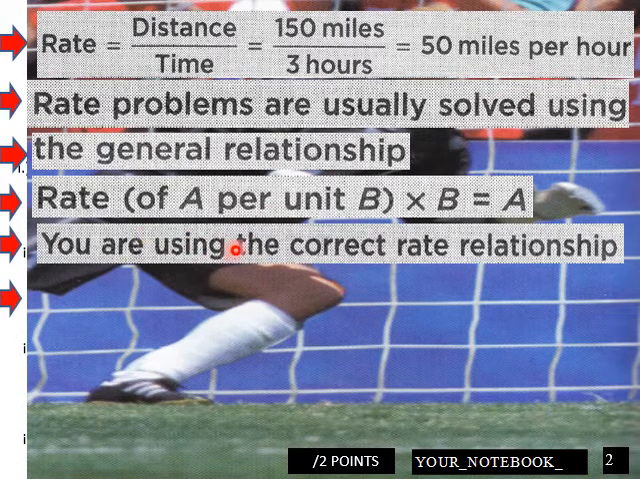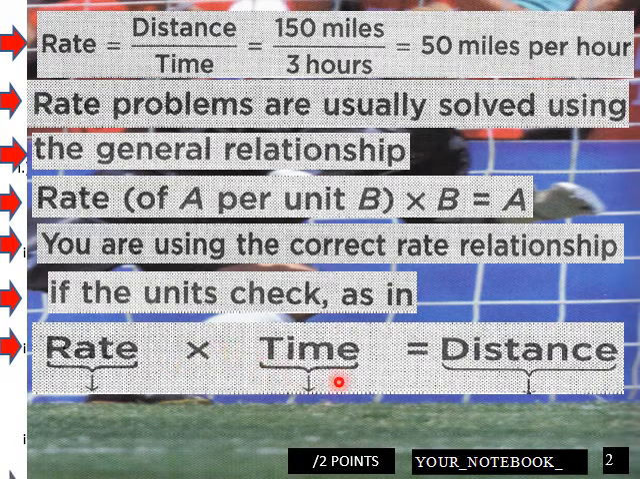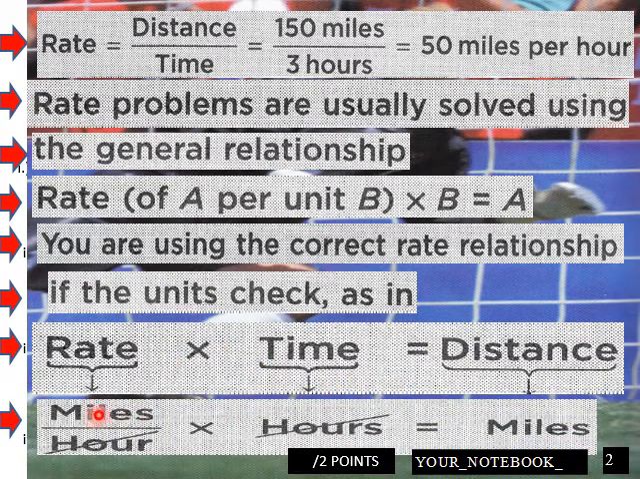You are using the correct rate relationship if the units check, as in rate times time equals distance: miles per hour times hours equals miles.